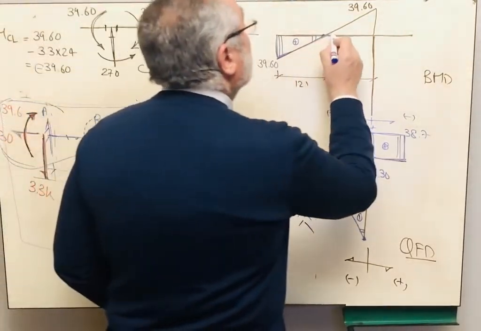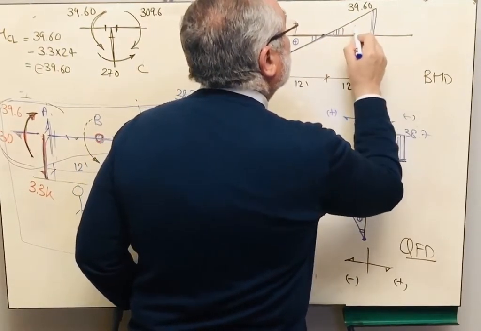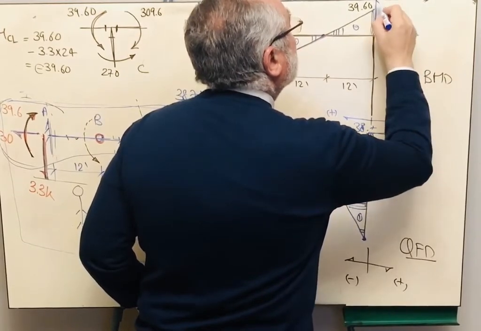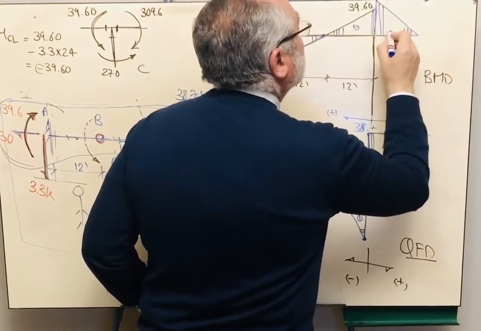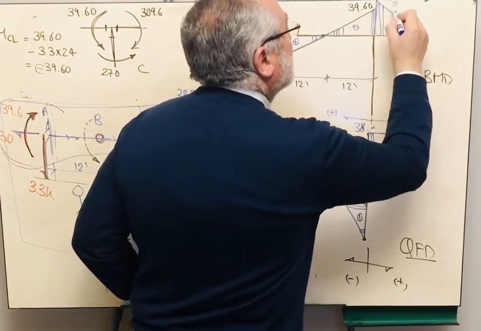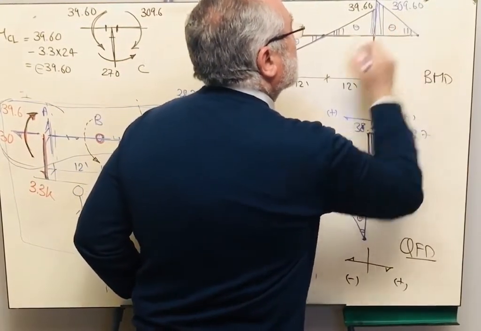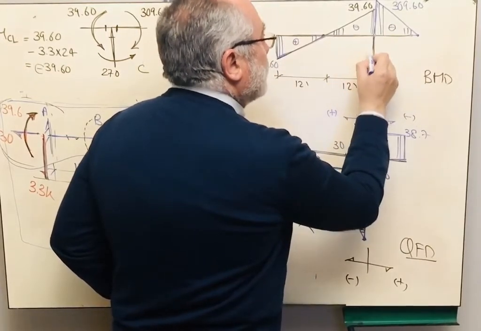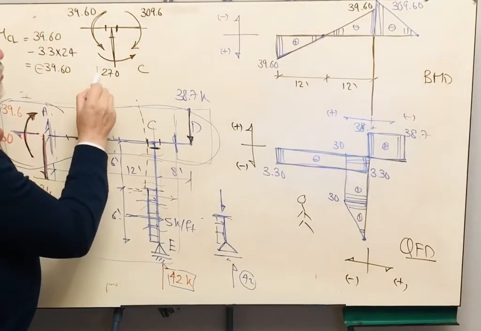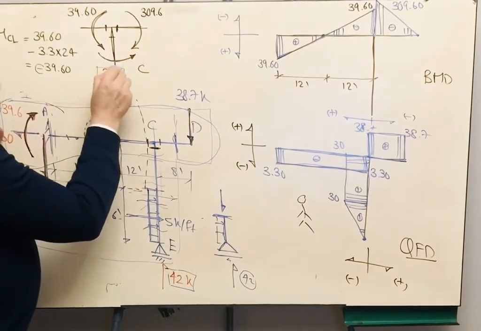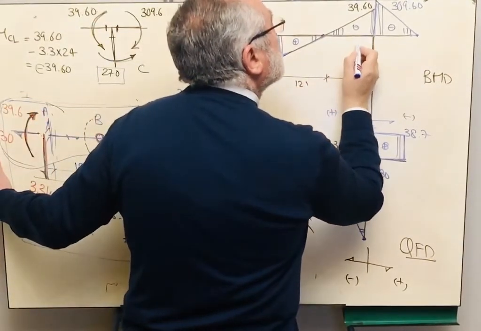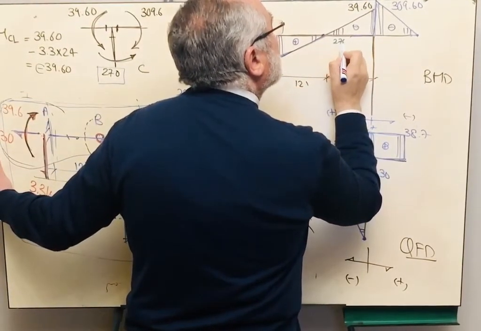This is negative, and here we are also having negative moment. The moment here is equal to 0 and the moment here is 309.6. Now I will draw the bending moment on the column. Take care. We are drawing the bending moment on the side of the tail of the arrow. The 270, the tail of the arrow is on the left hand side. I'm going to draw the 270 here.